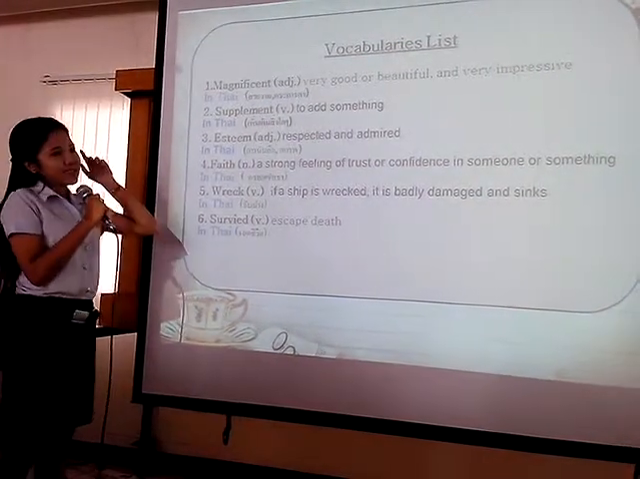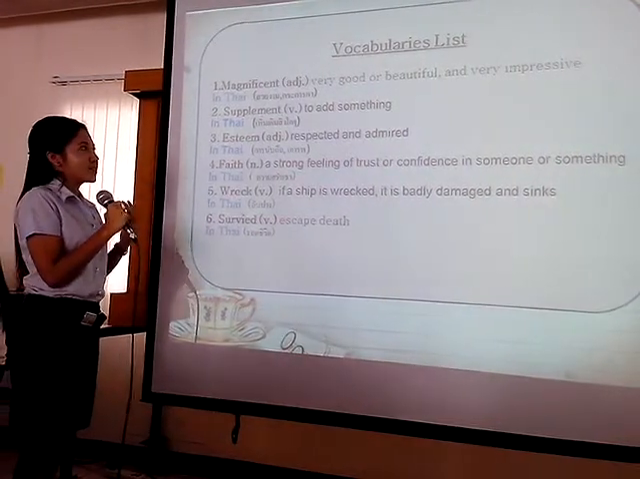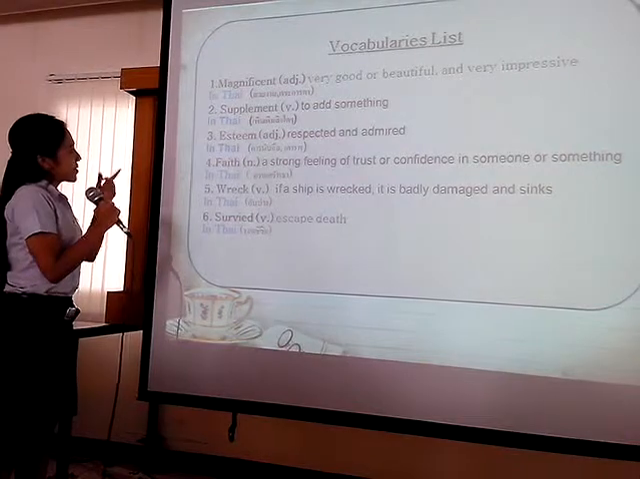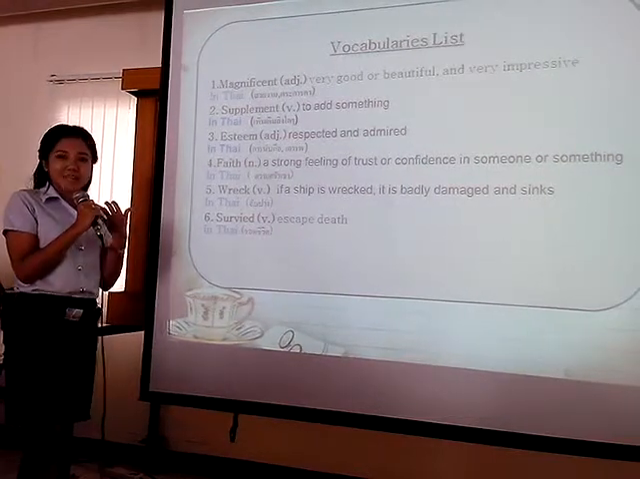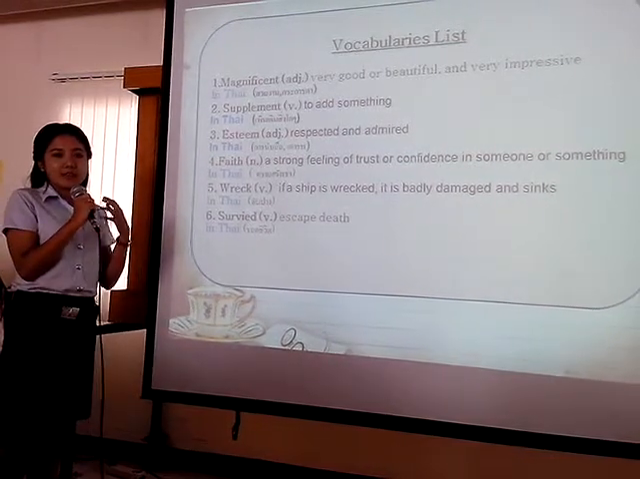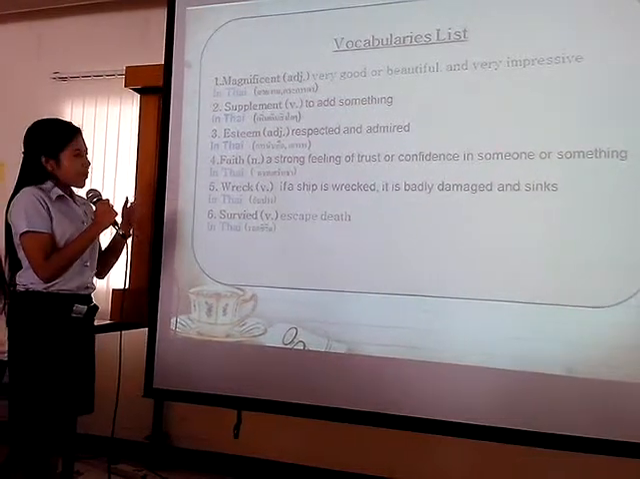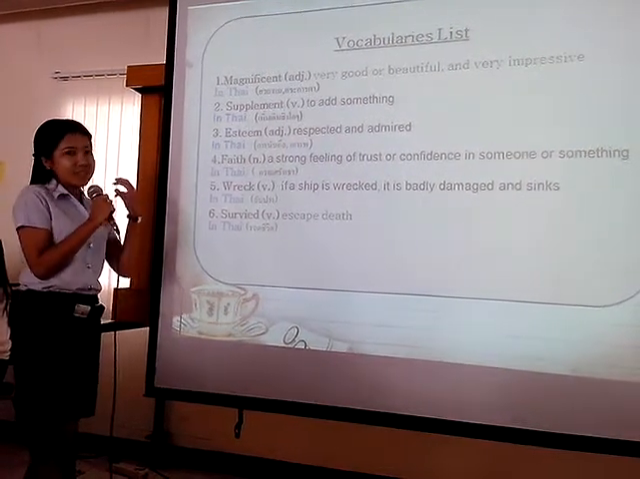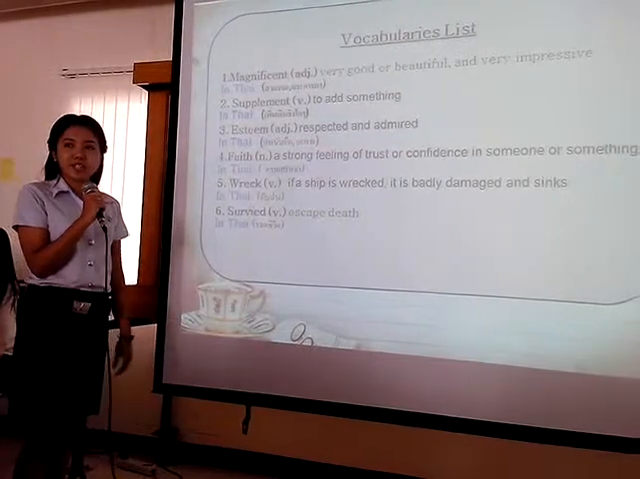Okay, first, I will give you the vocabulary list. First, magnificent. Magnificent is very good, beautiful, and very impressive. In Thai, second, to add something. Esteem, to respect and admire. Fret, a strong feeling of trust or confidence in something or someone. Fifth, break.